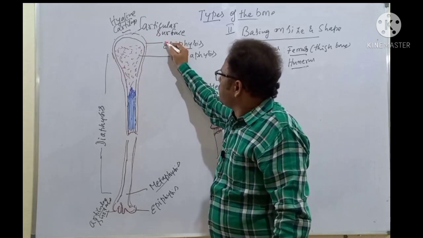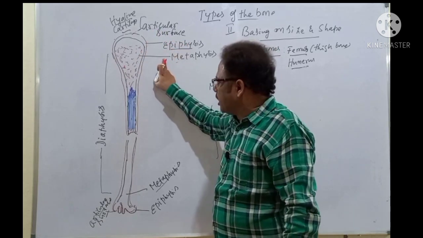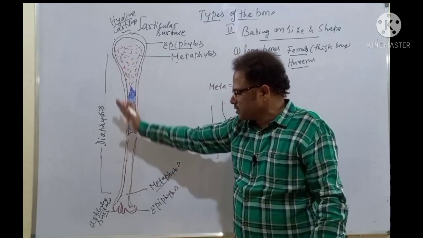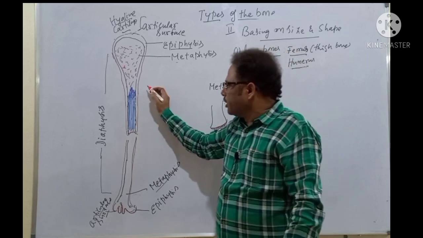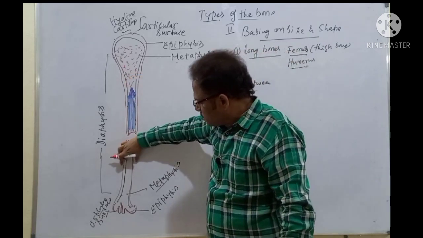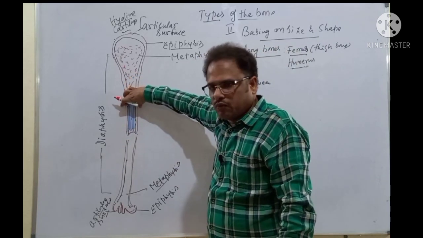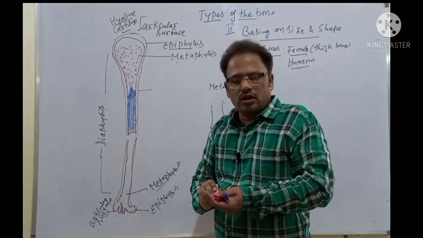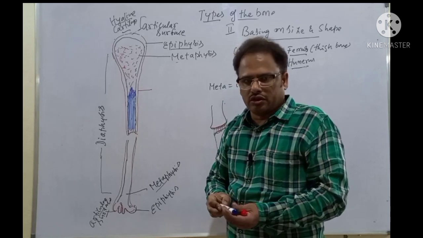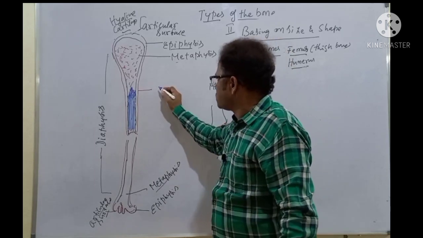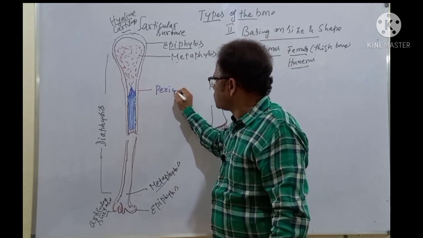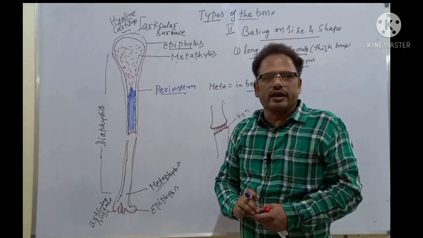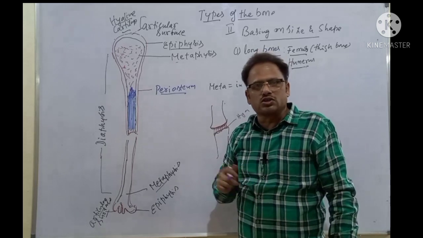Clear, students? So here is the epiphysis, metaphysis, diaphysis, again epiphysis, metaphysis, diaphysis. This is the structure of the long bone. Now this is the internal structure, and this is the external structure. This is the internal structure of the long bone. See here, the outer one, the outer fibrous irregular connective tissue sheath. What is this called? The periosteum.